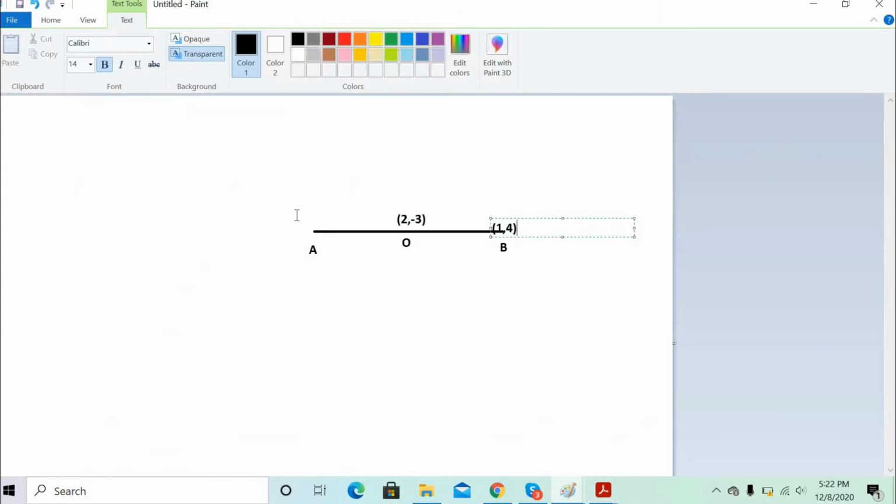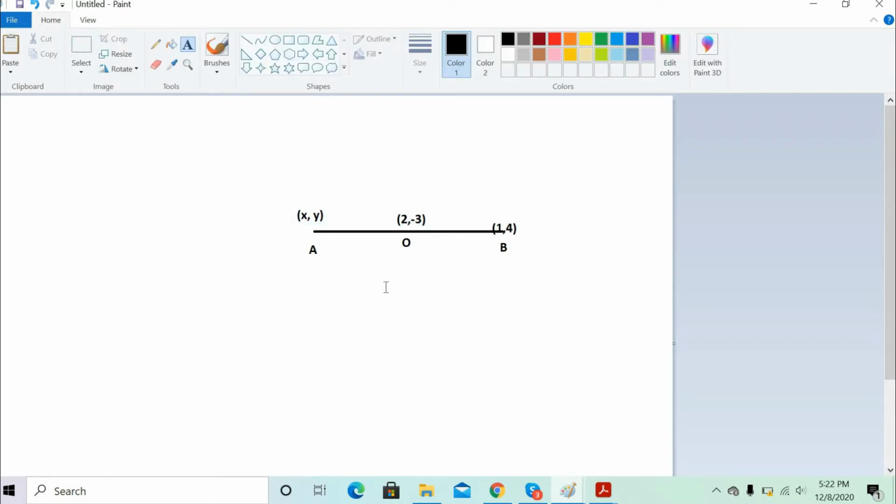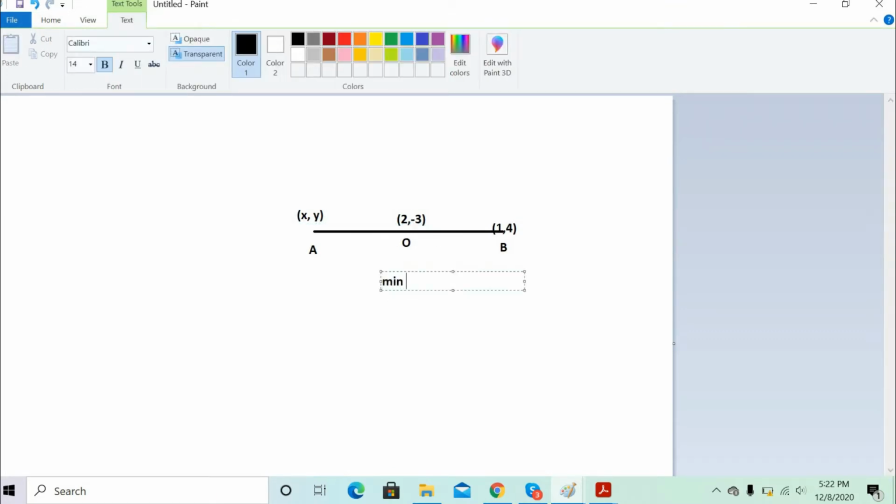So the A coordinate you can take as x comma y. Now the question is very clear, diagrammatically it's very clear. You need to find x comma y. You can apply the midpoint formula, and that will do the work for it.